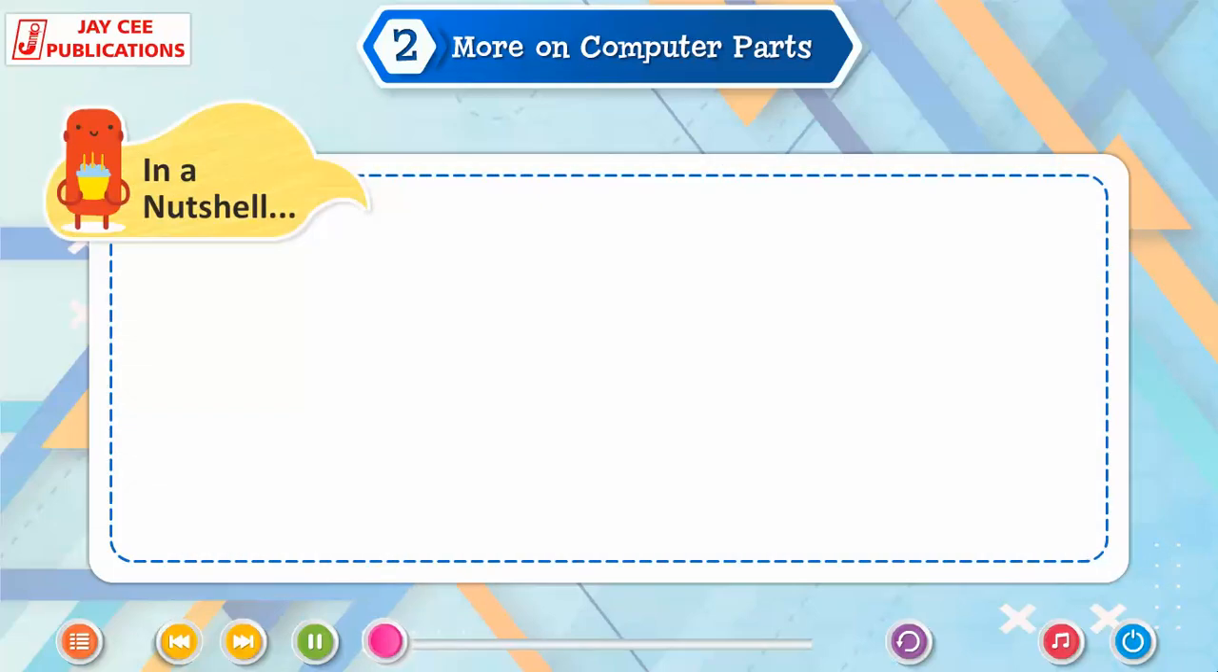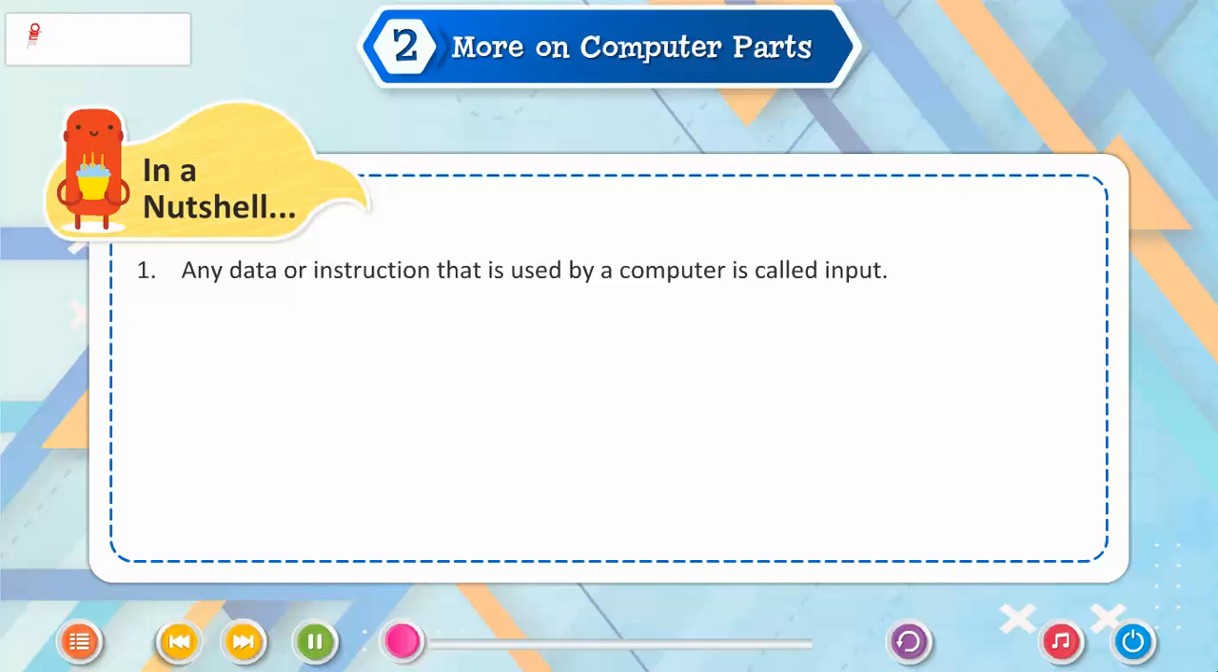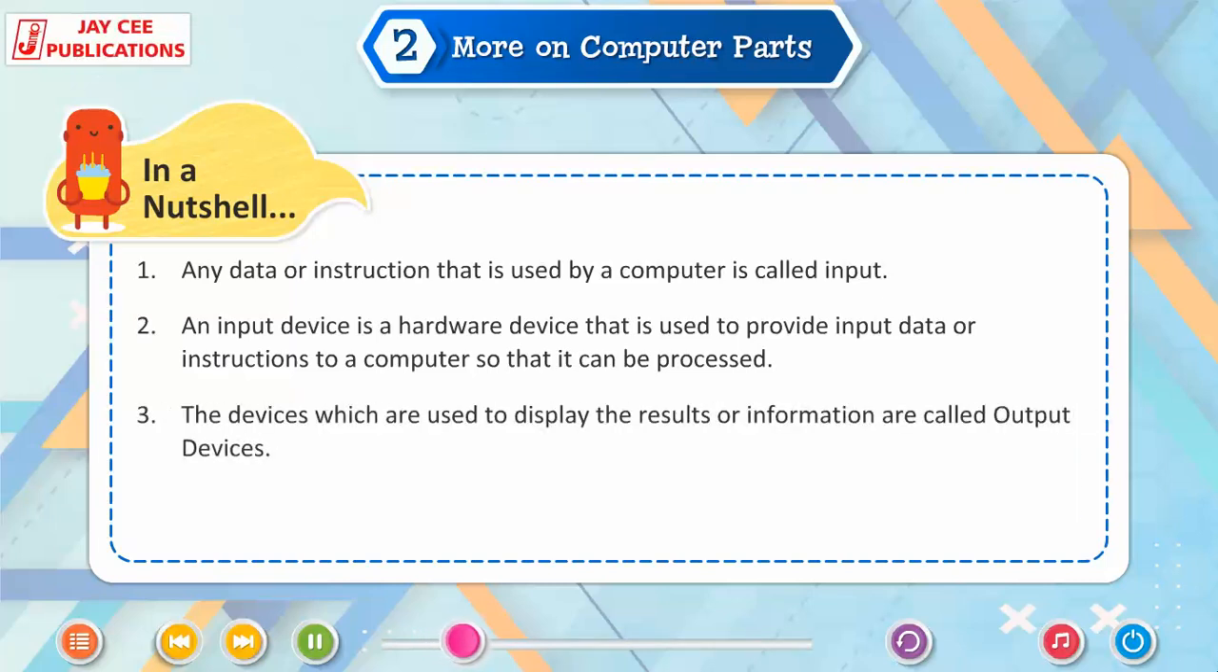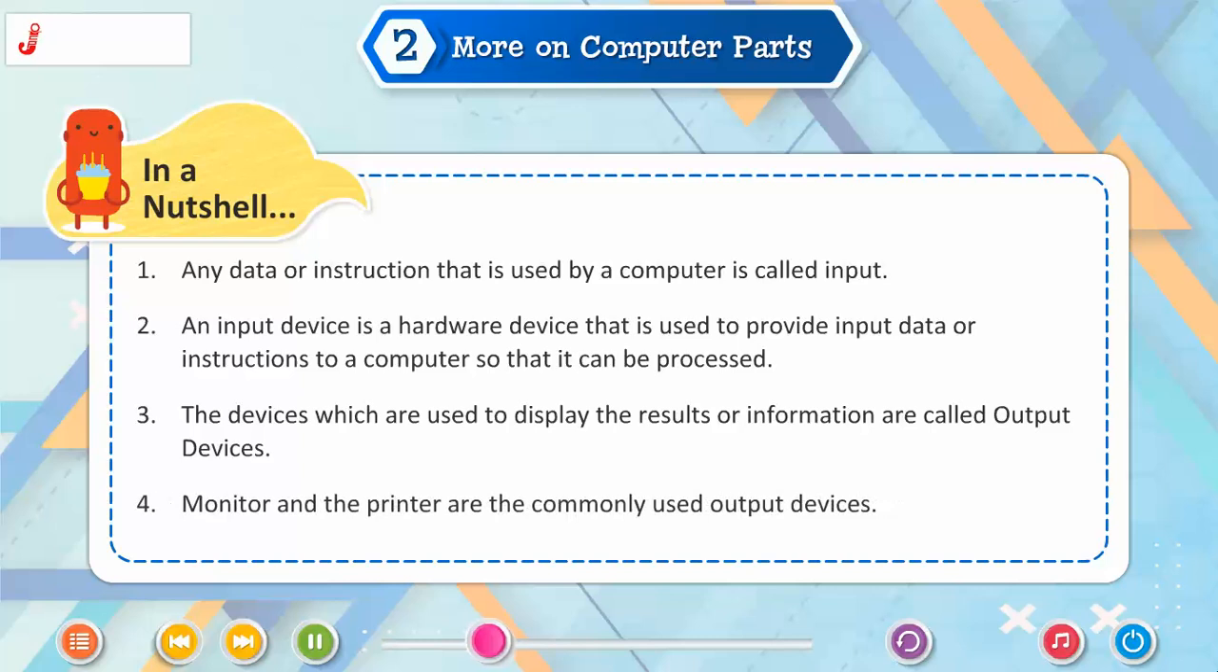In a nutshell, 1. Any data or instruction that is used by a computer is called input. 2. An input device is a hardware device that is used to input data or instructions to a computer so that it can be processed. 3. The devices which are used to display the results or information are called output devices. 4. Monitor and the printer are the commonly used output devices.